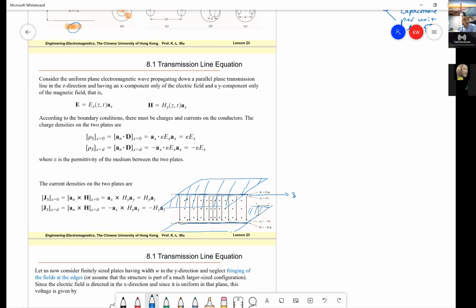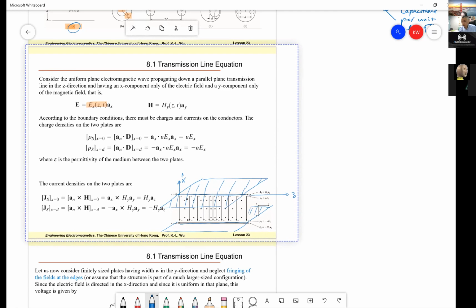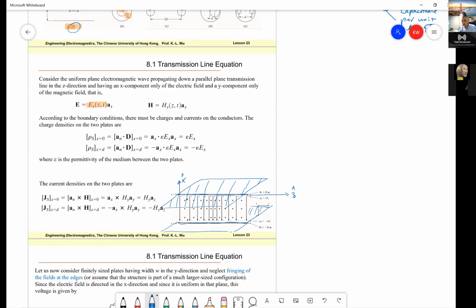Now such a conducting plate can support an electric field polarized in the X direction. So this is the X direction, this is the Z direction, and this is the Y direction. Such a conducting plate can support an electromagnetic field such that only Ex exists and Hy exists.